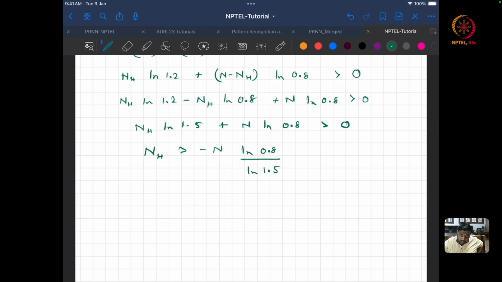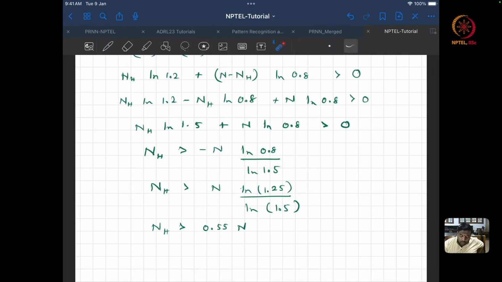This I can rewrite as nh greater than n ln of 1.25 divided by ln of 1.5. Okay, just applying some logarithmic rules. Now 1 over ln of 1 over 0.8 will give you this value. Now this will be nh greater than 0.55 times n. Now this is the condition.